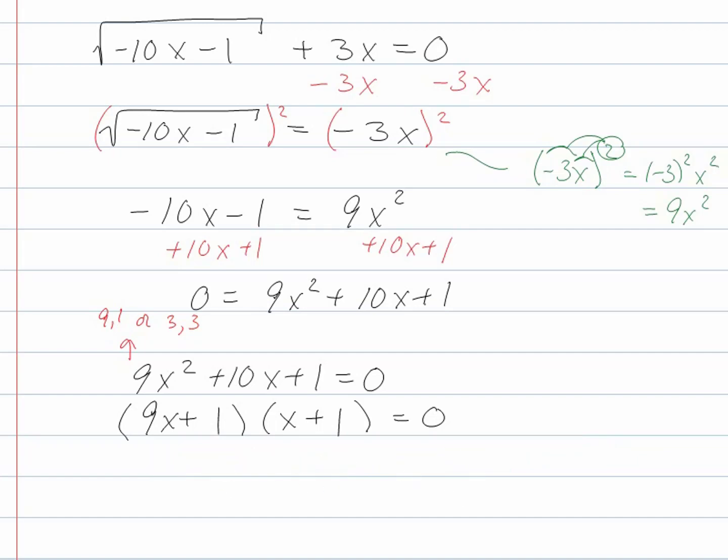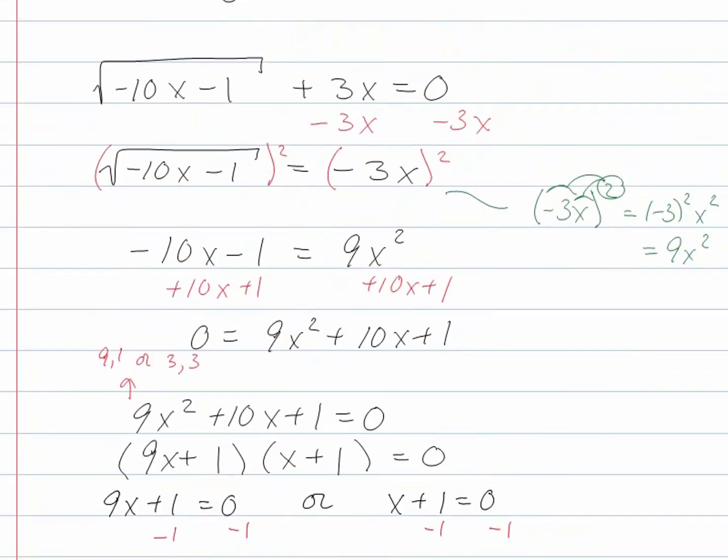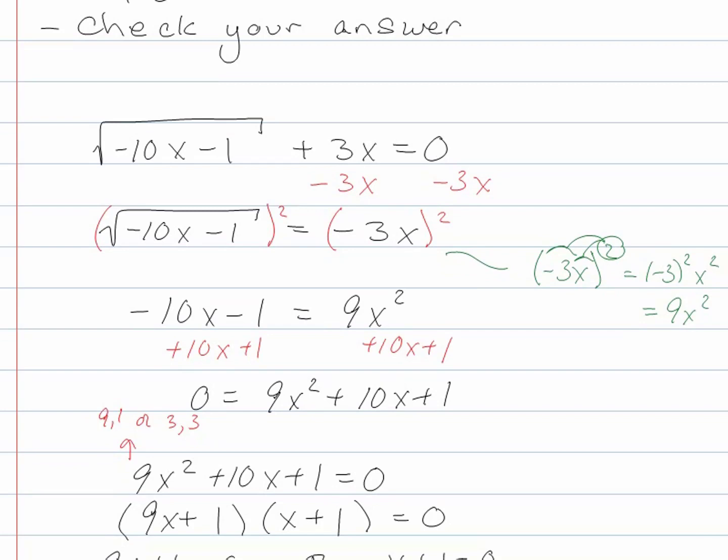I remember whenever I do have things factored out now, I can separate that out into two equations. Either 9x plus 1 is 0, or x plus 1 is 0. Okay. This is a long problem. So I've got x equals negative 1/9, or x equals negative 1. Now remember what my last step was. My last step was to check my answer. And you always want to check your answer with the original equation.